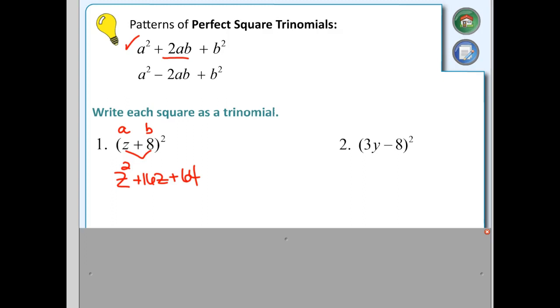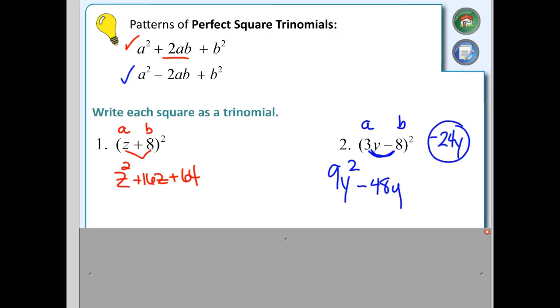Number 2, we've got the minus sign. Remember, this is A and this is B. If we look up here at our special pattern, we take the first term and we square it. Well, what's 3y squared? That's 9y squared. Now we take these two and multiply them together. That's going to give me negative 24y. Now remember, we have to double that, which would be negative 48y. And then we take the last one and we square it, and we get 64. So you take the first one and you square it.